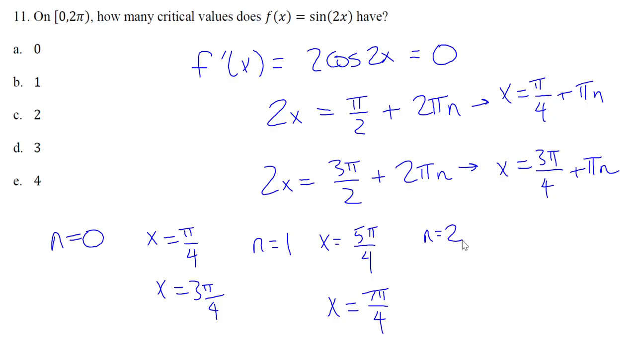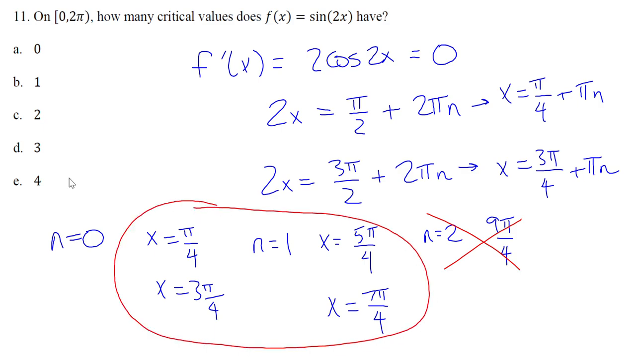When n equals 2, though, we end up with pi over 4 plus 2 pi. That'd be 9 pi over 4. Well, right there we know that's outside of our interval. So we have 4 critical values.